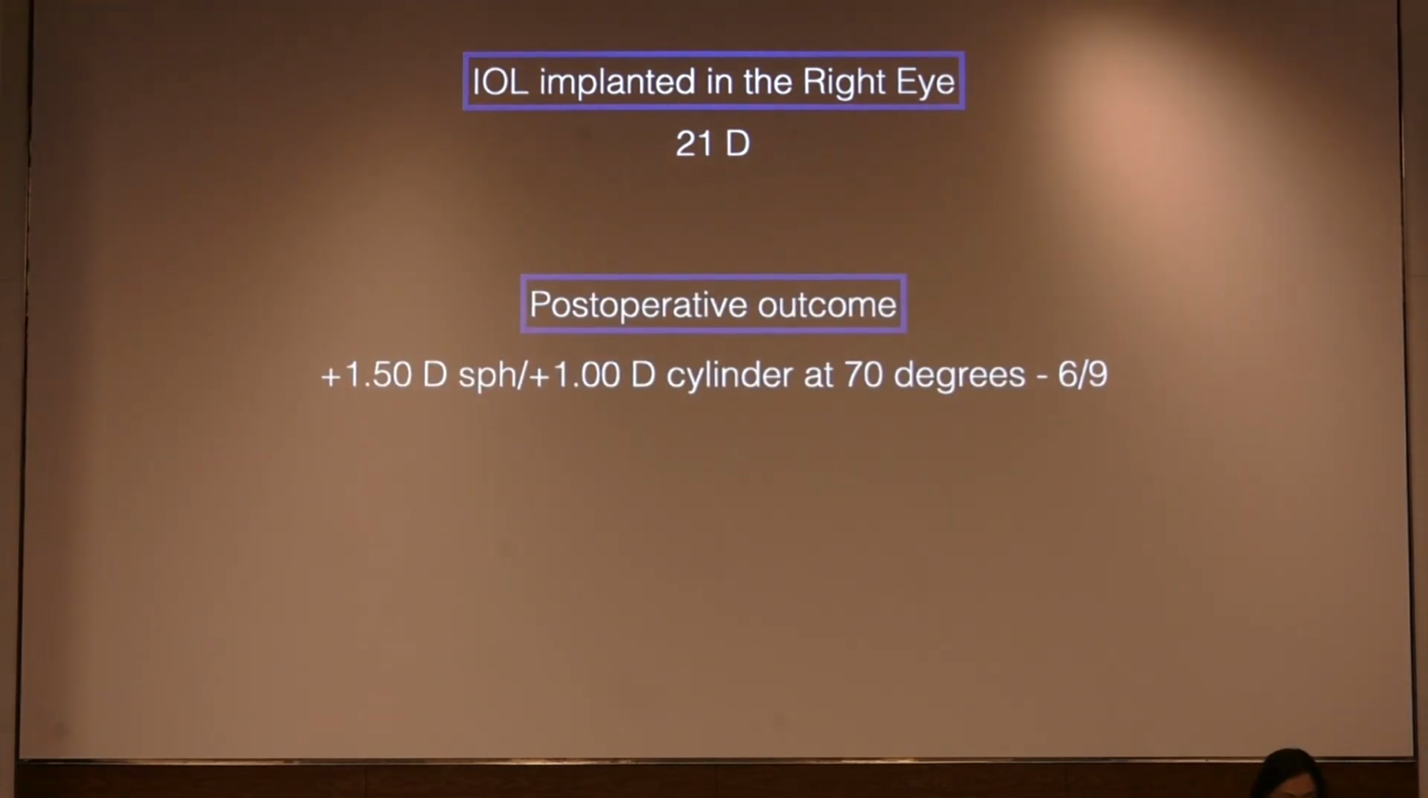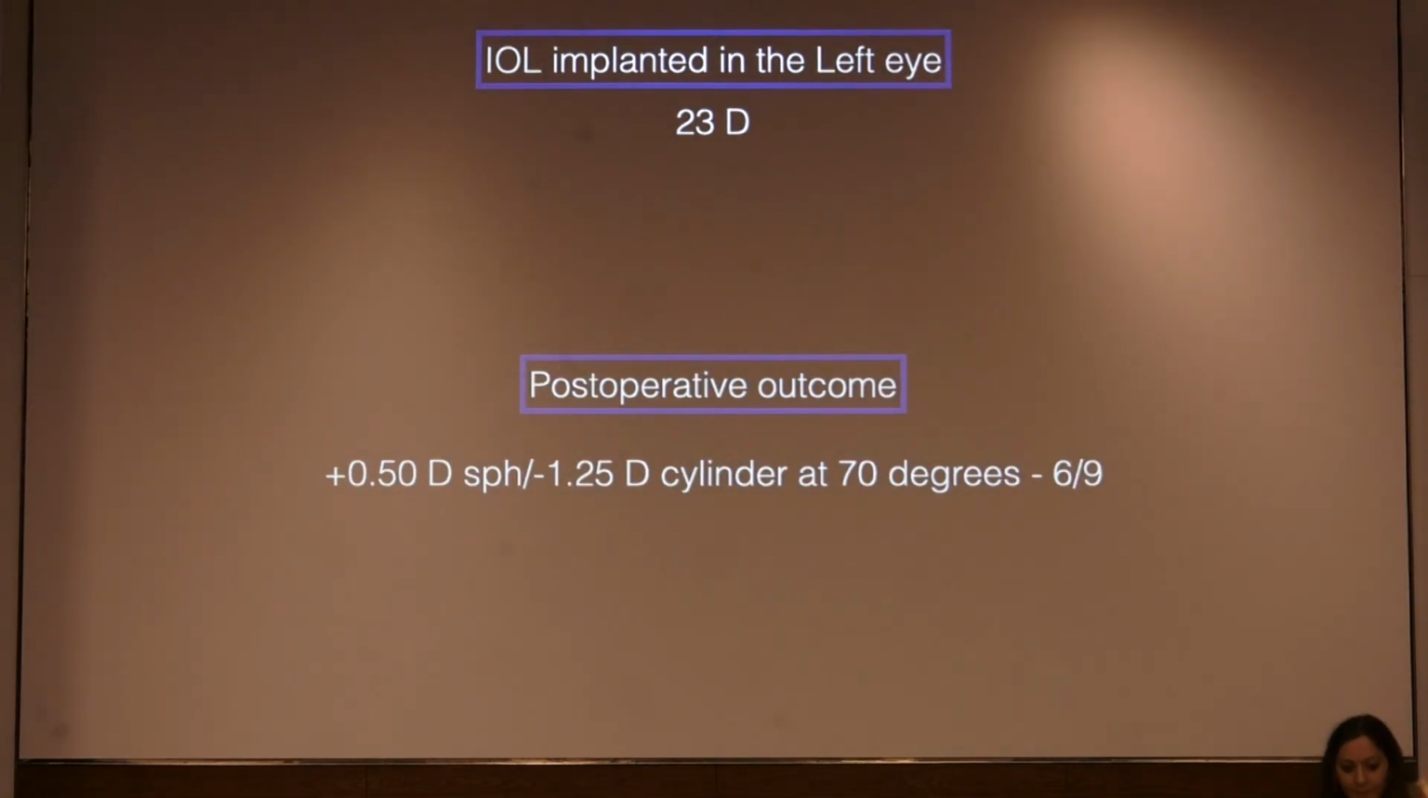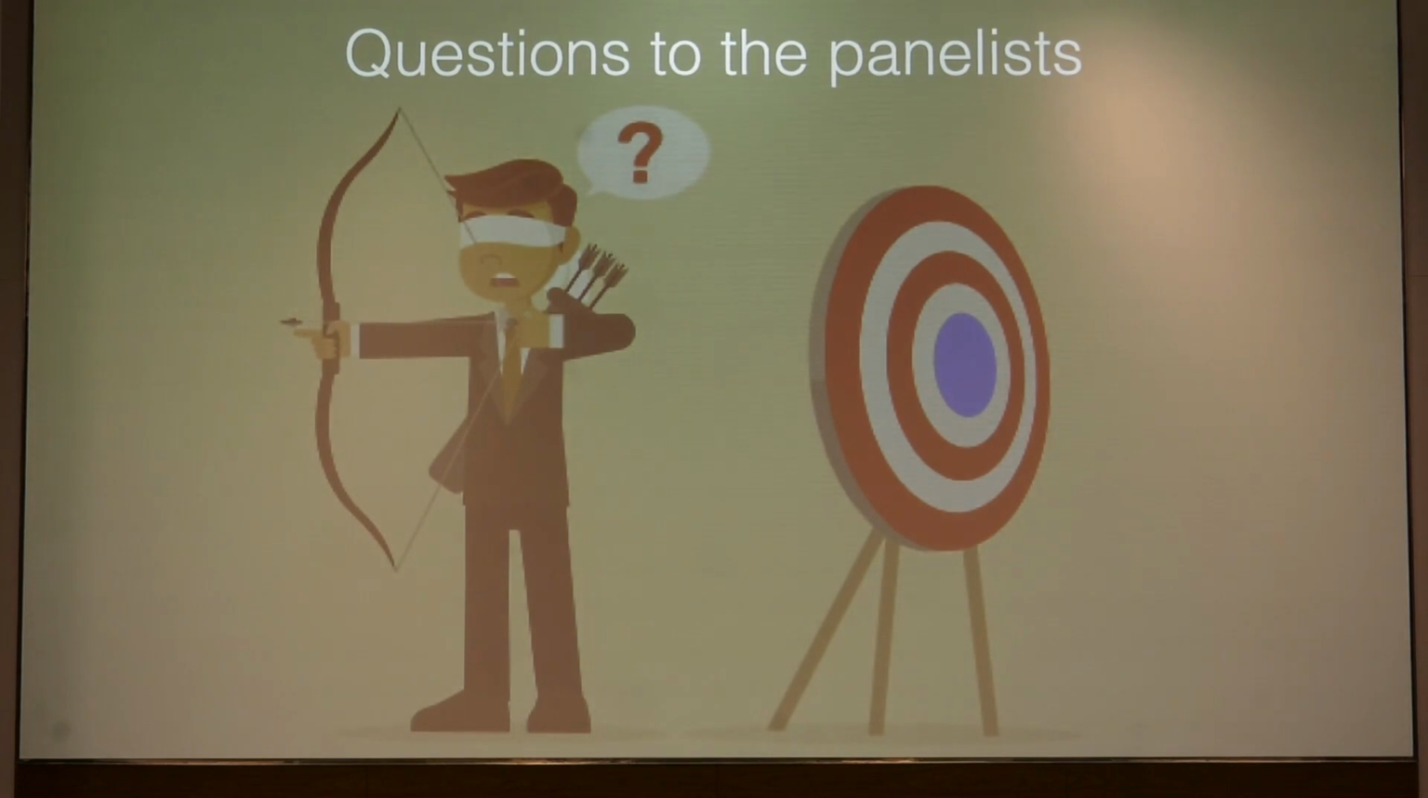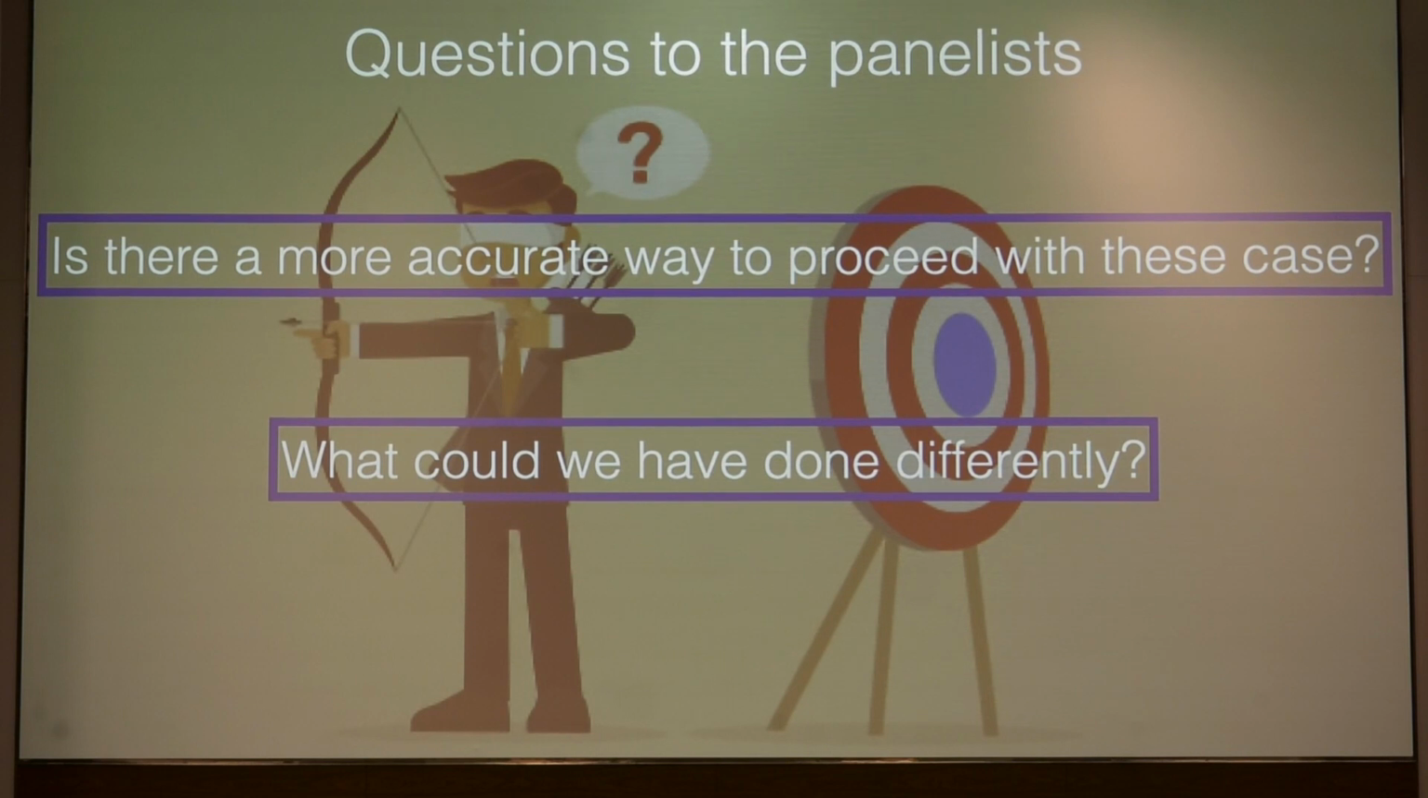We did have some residual hyperopia, so we fell a little short. The other eye, I chose to go with 23 diopters because I wanted to get closer to the target. We had slightly less residual error here and almost hit the target. The patient was happy because we had counseled the patient quite well, but really this could have gone any way and I could have been wrong as well. So I would like to ask the panelists, what would you do and is there a better way to manage this?